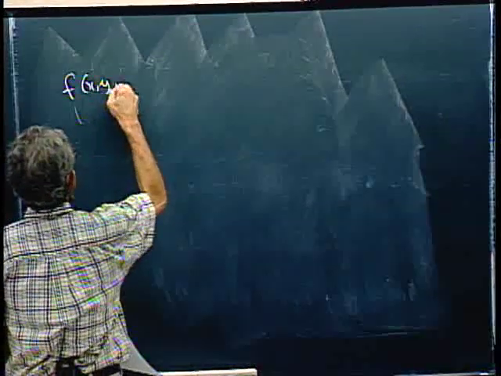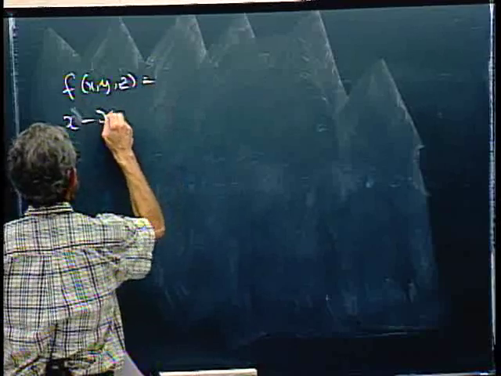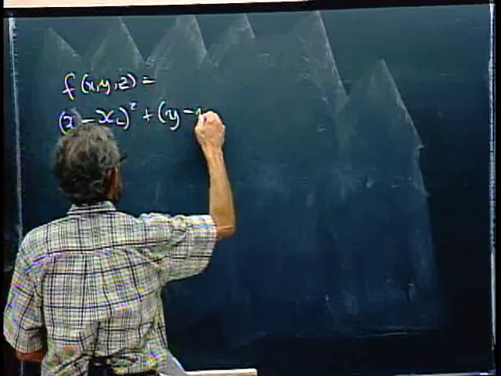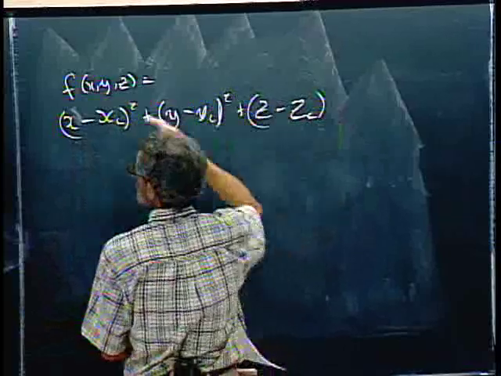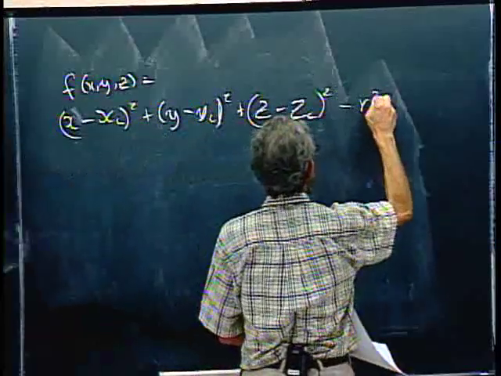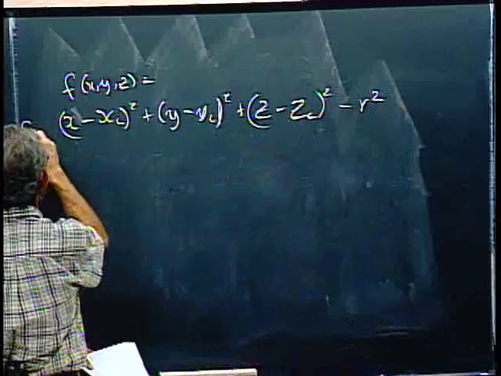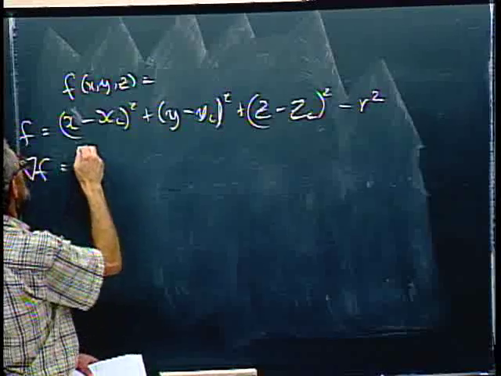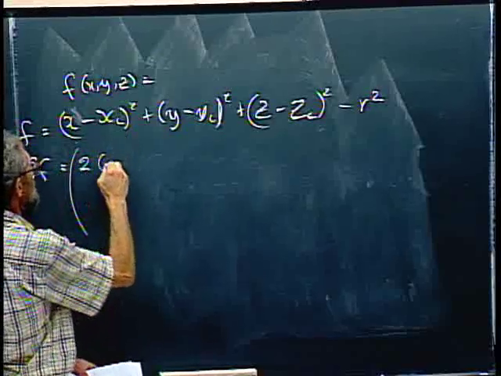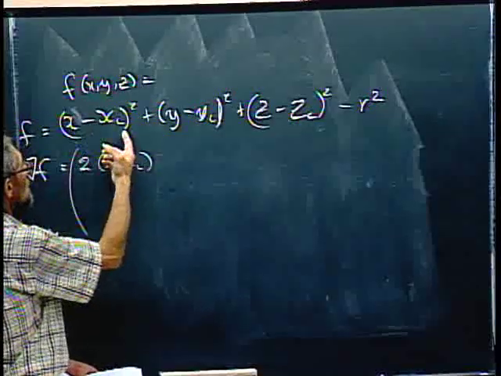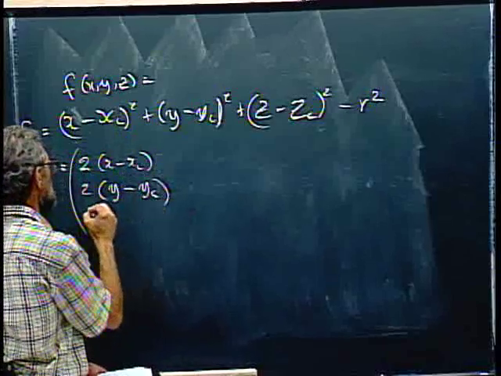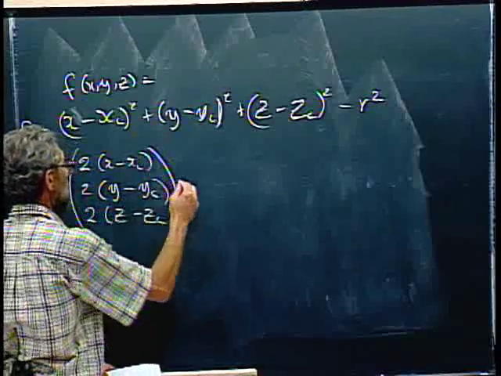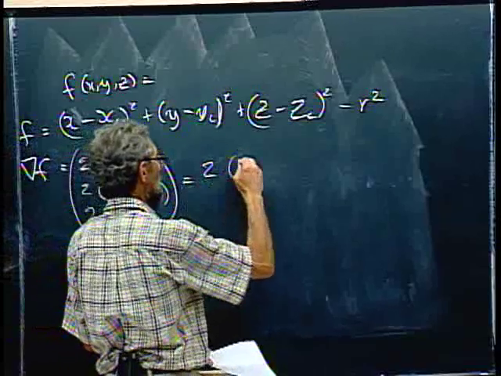Oops, that shattered. F of x, y, z equals x minus xc squared plus y minus yc squared plus z minus zc squared, where xc, yc, zc are the coordinates of the center of the sphere, minus r squared. That's the thing we set to 0. So that's f, and the gradient of f then has components. The derivative with respect to x is twice x minus xc times the derivative of what's inside, which is just 1. And the y component is twice y minus yc, and the z component is twice z minus zc. So that's really just twice this vector p minus c.